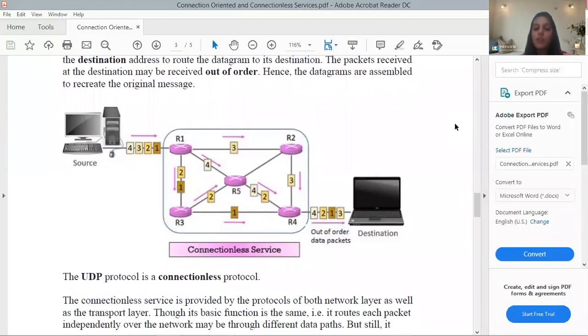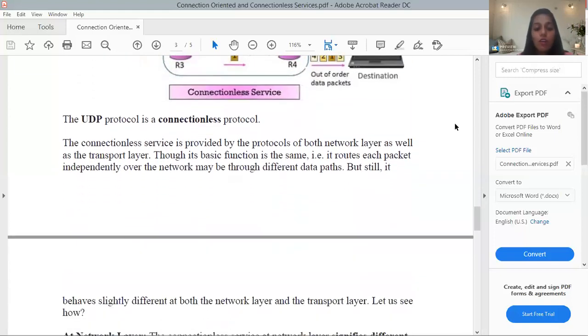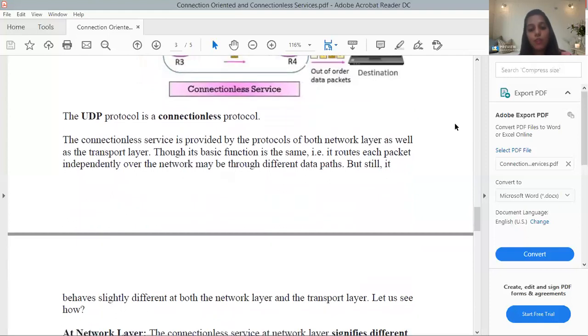UDP protocol is a connectionless protocol. Connectionless service is provided by the protocols of both the network layer as well as the transport layer. So the basic function is the same. It routes each packet independently over the network, maybe through different data paths, but still it behaves slightly differently on both the network layer and the transport layer. Let us see how.